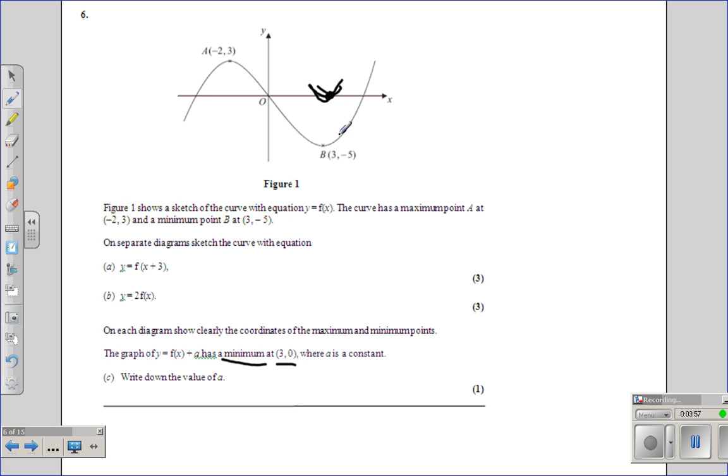So if this graph is going to be translated so that the minimum ends up here, we have to move it up 3 places. So along the y direction, +3. So f of x plus 3. So a must be 3 because we've had to move the graph 3 places up. That's all you need to do for that 1 mark. So 3 marks each for the graphs, 1 mark for spotting that thing there, 7 marks.